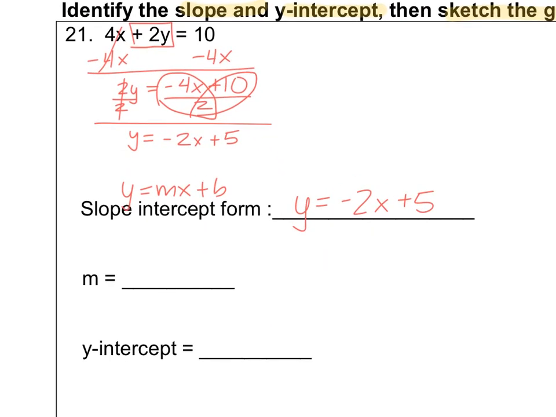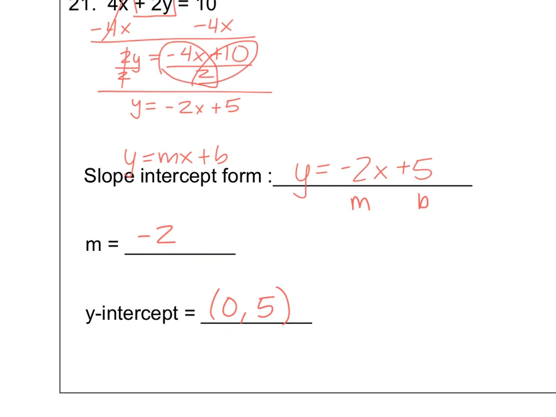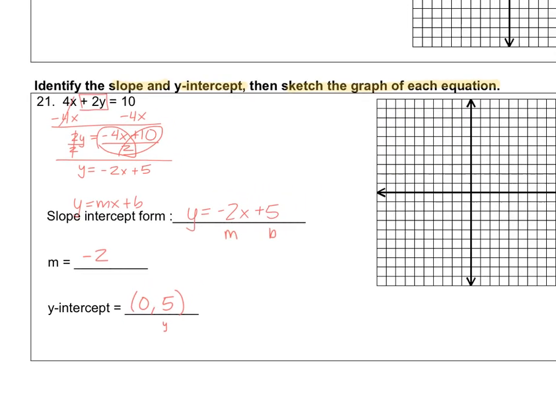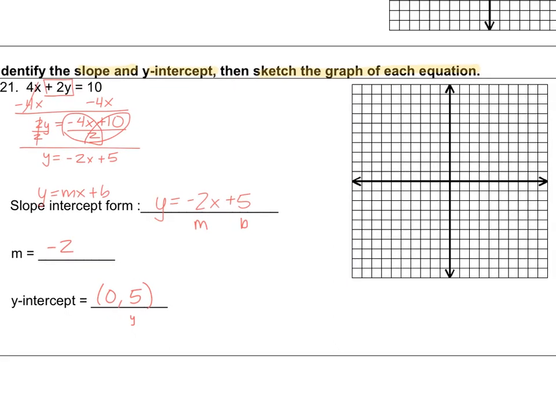This also gives me that slope and y-intercept, since it's slope-intercept form. So my slope is negative 2. My y-intercept is (0, 5). Making sure that you're knowing that it's (0, 5), because if it's a y-intercept, we got the number in the y spot. So when we get that sketched onto here, I'm going to start by graphing a point at (0, 5).